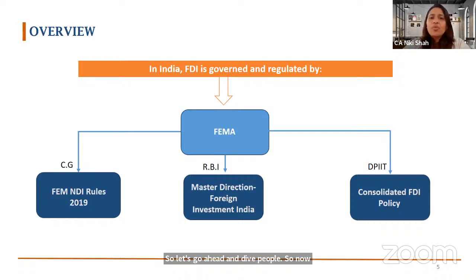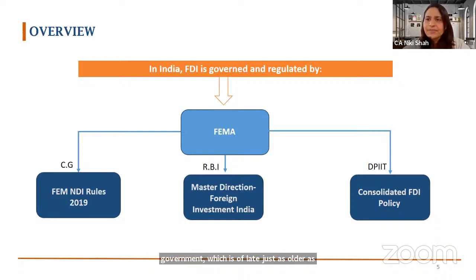So now, first of all, what is FDI? Let's understand, once an FDI comes into the picture, who are the governing bodies that you need to look at, and what are the basic regulations? See, as I always say, FEMA per se is a very, very small act. The FEMA Act is a 7-page document, not much, because it is basically governed by rules and regulations. So FEMA is governed by rules, the Non-Debt Instruments Rules, which are given by the central government, the latest being from 2019.